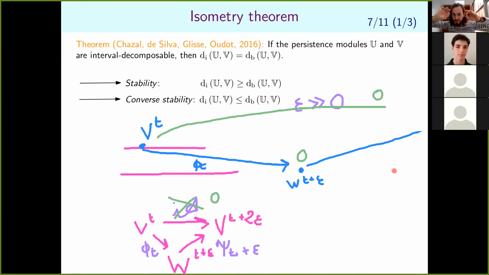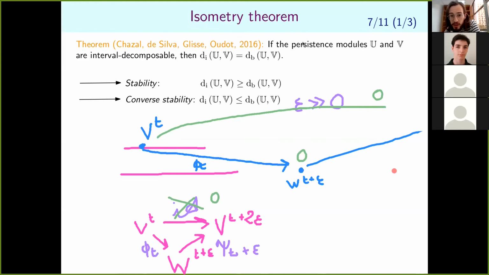So I hope you can understand what I drew. Basically, if epsilon is very large compared to the intervals, the map between Vt and Vt plus 2 epsilon will be 0. And if the map above is 0, it doesn't matter what the maps phi t and phi t plus epsilon are. So it's very easy to create an epsilon interleaving when epsilon is large. You can take the trivial interleaving.